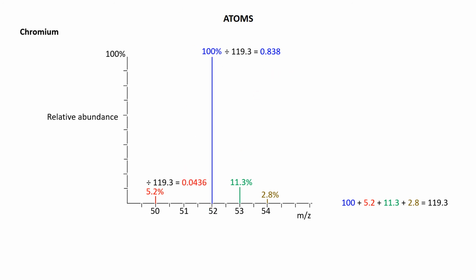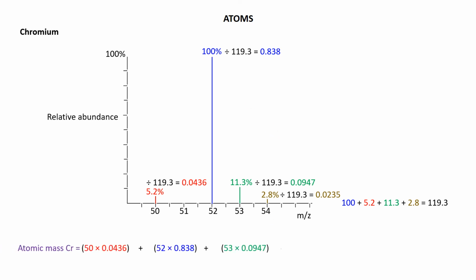That looks about right. Divide this one by 119.3, and about 4% of chromium is chromium-50. About 9.5% of chromium is chromium-53. And then the little baby one turns into 0.0235, so about 2.4% of chromium is chromium-54. Pop those into our nice little relationship, and that tells us that the atomic mass of chromium is 52.04.